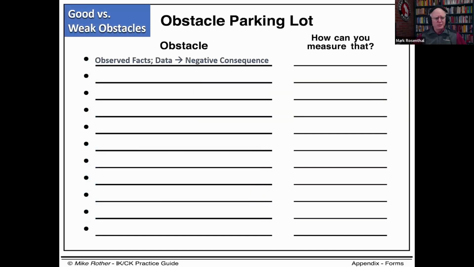Generally speaking, we would like to see the facts that are happening on the ground and what the negative consequences are against your target condition or your process metric. So we have a cause and effect laid out on that obstacle. One of the warning flags: if it starts with a verb, it's likely an action item. And we don't want action items on here. We just want the problem. The actions are the experiments.